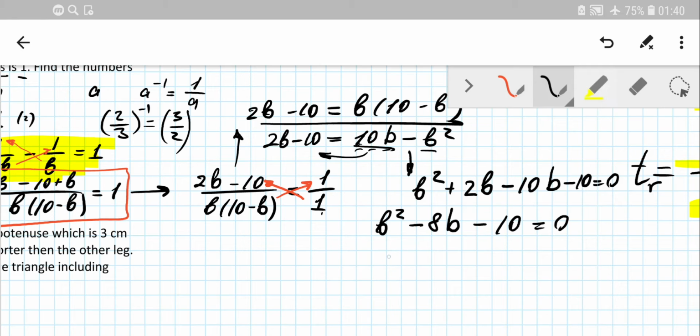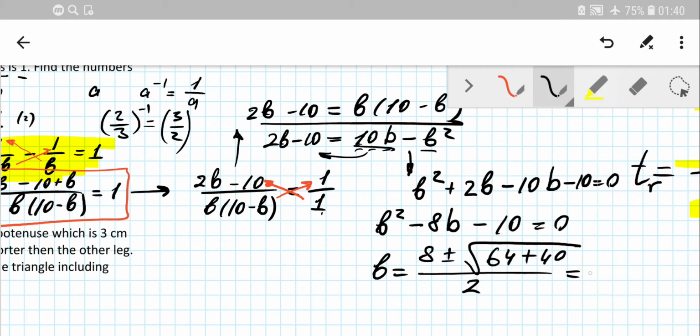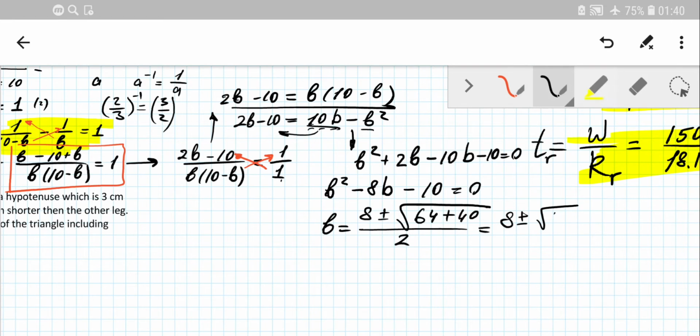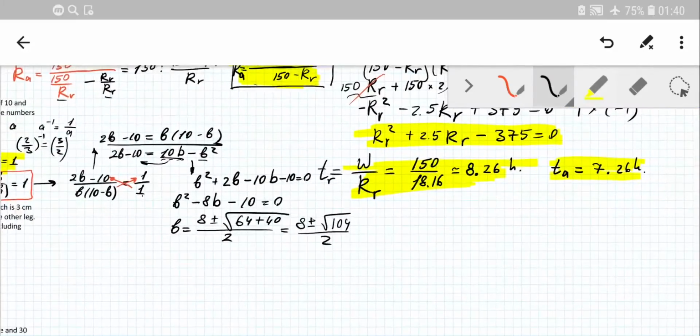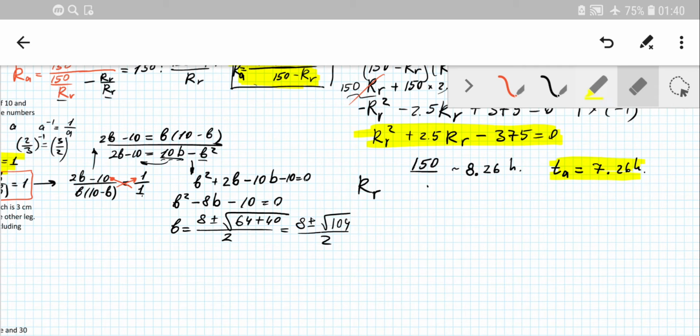Okay, so we're gonna use quadratic formula. Let's calculate b. It's minus minus 8, so 8 plus minus square root of discriminant, which is negative 8 squared, which is 64, minus 4 times negative 10, so it's plus 40, all right, over 2. Let's simplify that. Plus minus square root of 104 and over 2. Okay, so we've got everything in order to find our b.